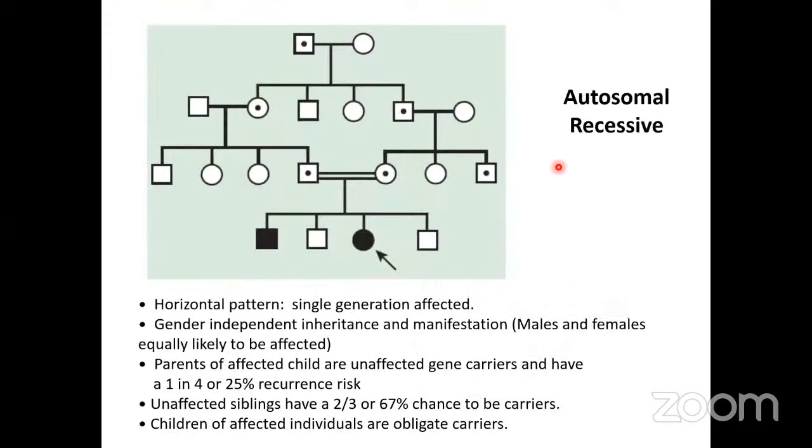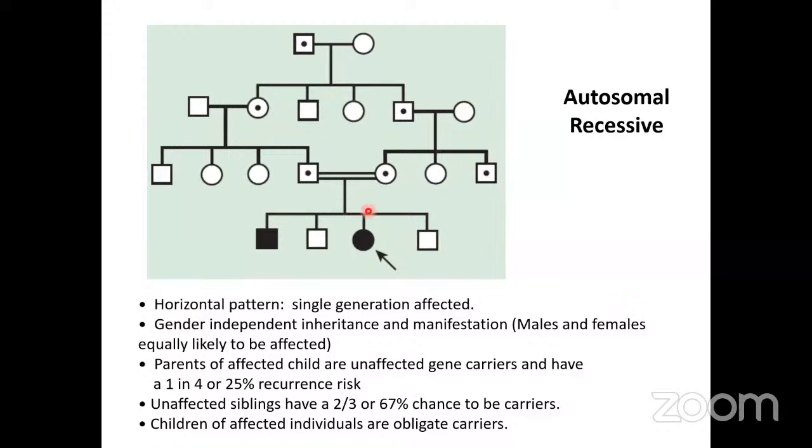Now, this is a typical autosomal recessive pedigree. So go through those three questions: transmission, sex ratio, segregation. So it is only in one generation. So horizontal pattern, a single generation is affected. And look at this. There is gender-independent inheritance, and both male and female are affected equally.